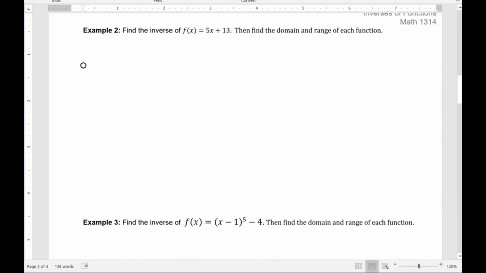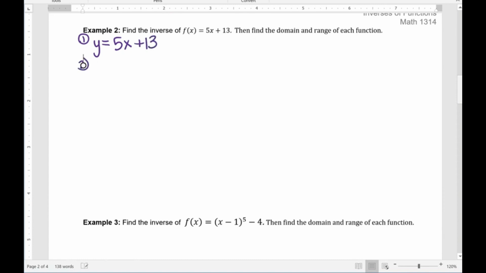So we're given f of x is equal to 5x plus 13. This is a linear function, the y equals mx plus b. It's a polynomial, which means that we already know the domain of this guy, but that's all right. Let's go ahead and work this out, and then we'll talk about it. So to find the inverse, first step, replace f of x with y.